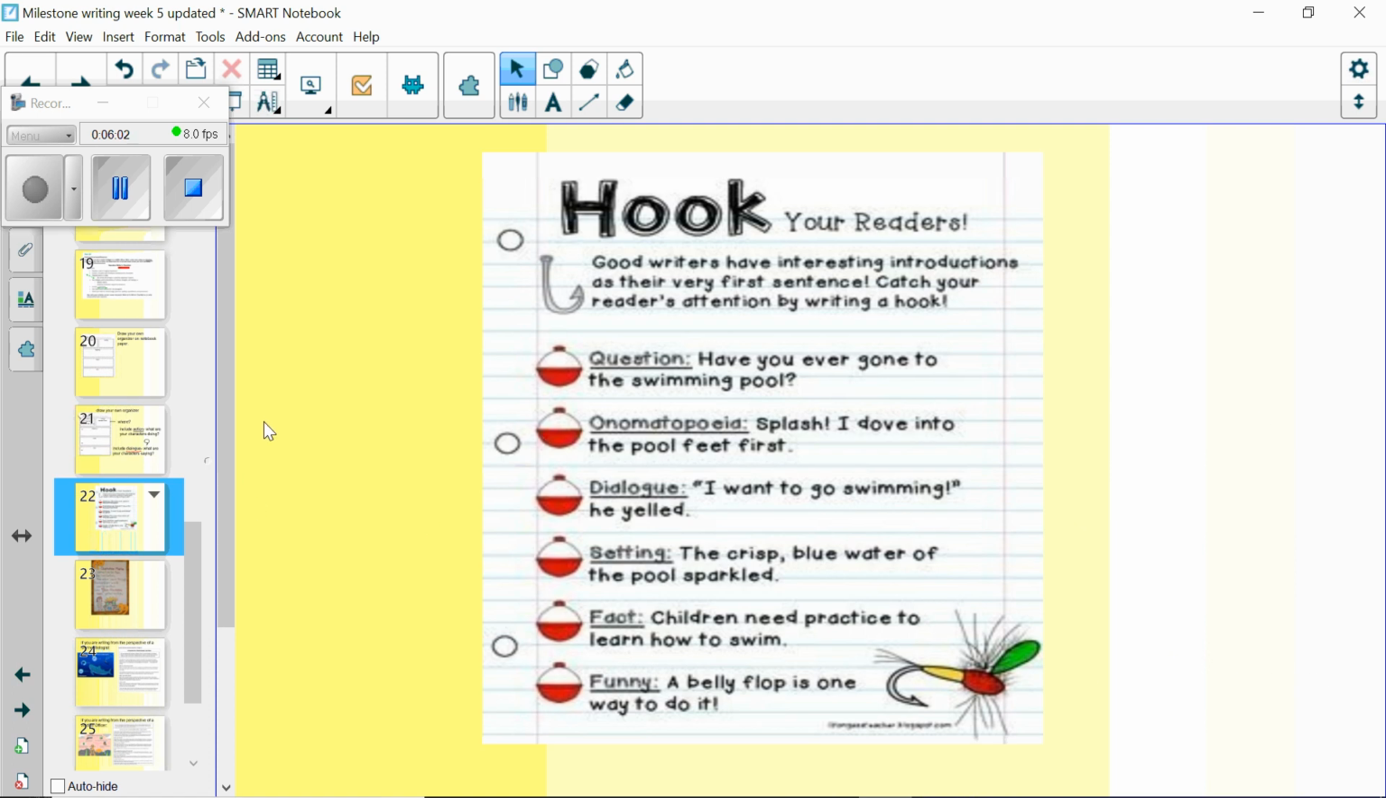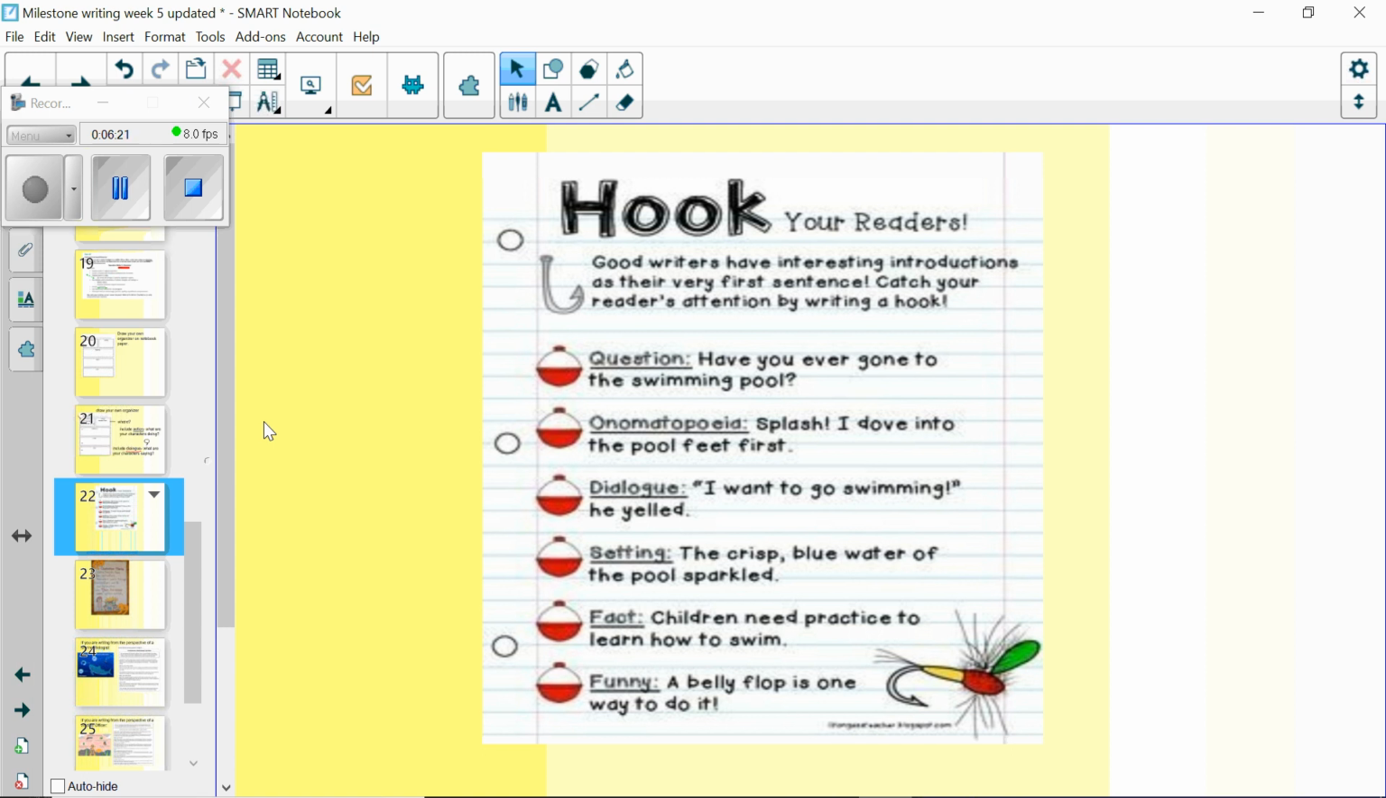This page is a good page to help you remember to hook your reader. In the beginning of the story, you want your reader to be excited, so hook them and grab their attention. You can ask a question. Have you ever gone swimming into the deep ocean?